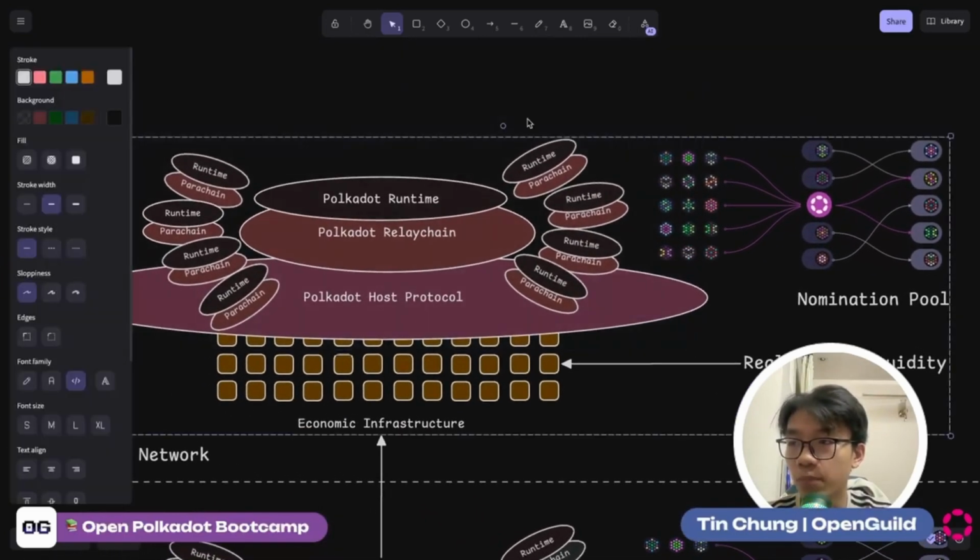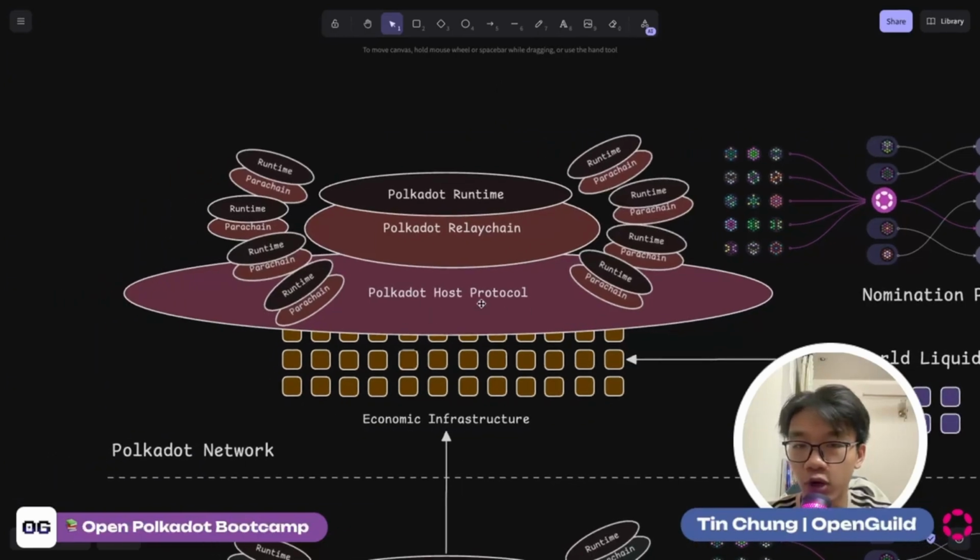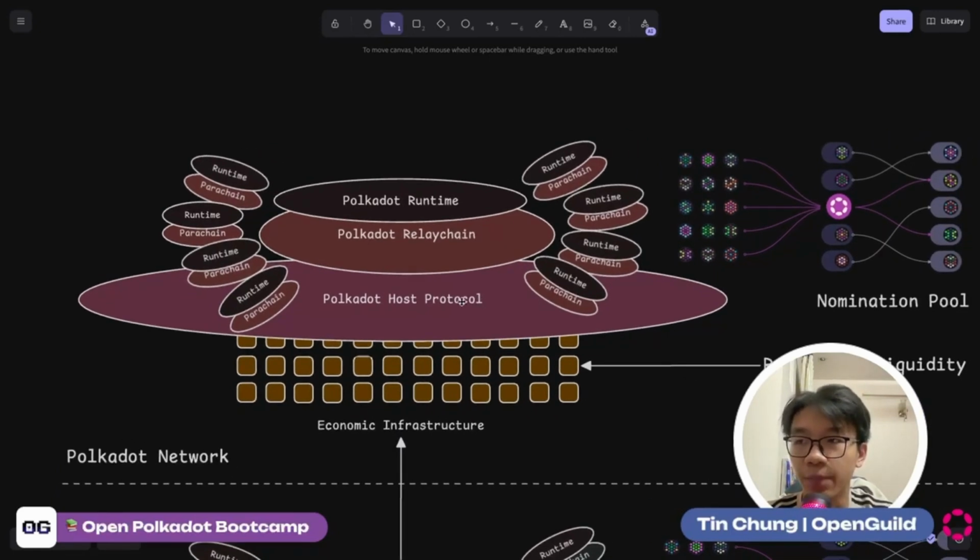Right here, we have our Polkadot network. The underlying protocol is called the Polkadot host protocol, which offers all the functionality, all the core protocol components to manage the parachains. We have the Polkadot relay chain sitting on top of the Polkadot host protocol, and all the parachains that connect to the Polkadot relay chain also sit on top of the Polkadot host protocol. These are the node level: the Polkadot relay chain and the parachains. On top of the node level, we have the runtime. Here we have the Polkadot runtime, which is the runtime of the Polkadot relay chain, and each parachain has its own runtime, and that constructs the whole network of the Polkadot protocol.